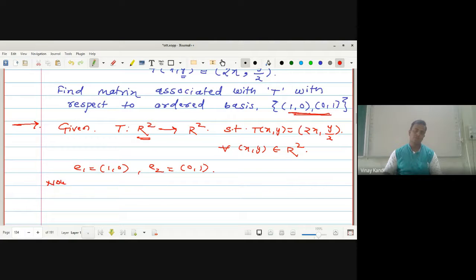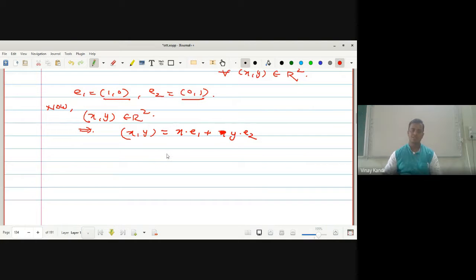Now this is xy belongs to R2, be any element. So this implies we can write this x y is equal to, how we can write this element in the linear combination of this one? This is x into E1 plus y into E2. Is it correct? That is x into 1 0 plus y into 0 1. Okay, this is the x y.